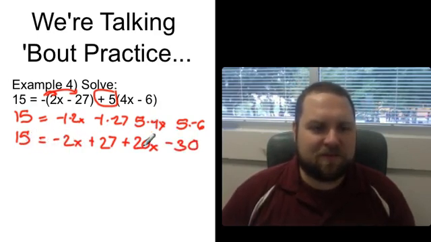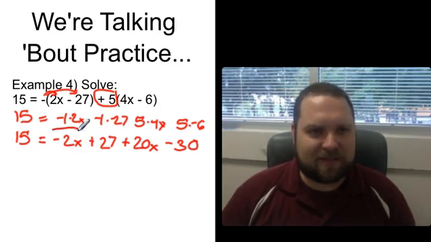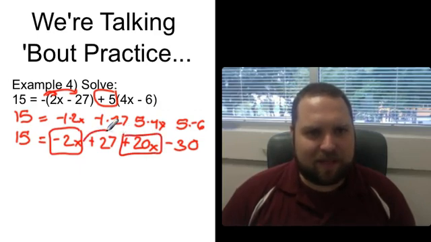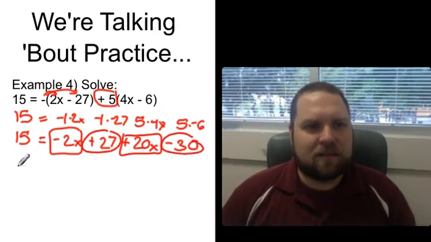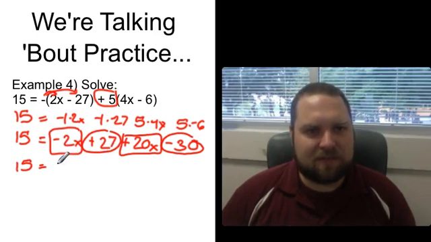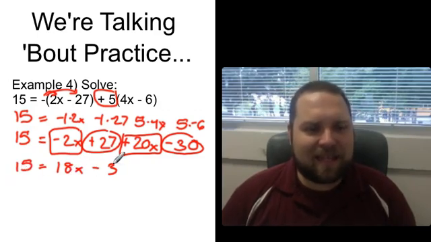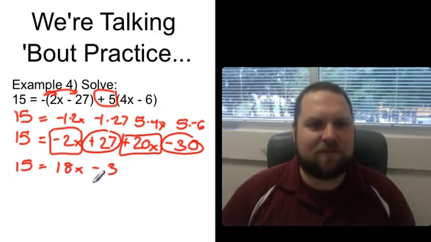Now, there's no more distributive property, so I look to combine like terms. I can combine my x's, they have the same variable, and I can combine my constant terms, who lack a variable entirely. So I would find that 15 equals, well, negative 2x plus 20x is 18x, 27 minus 30 is negative 3, and again, it's a two-step equation from here.